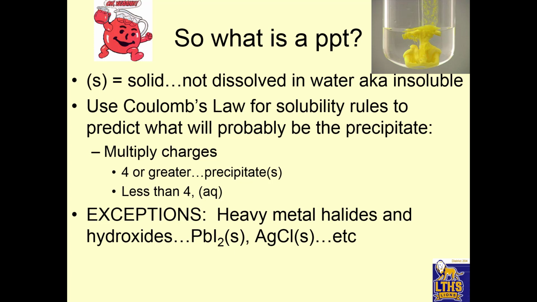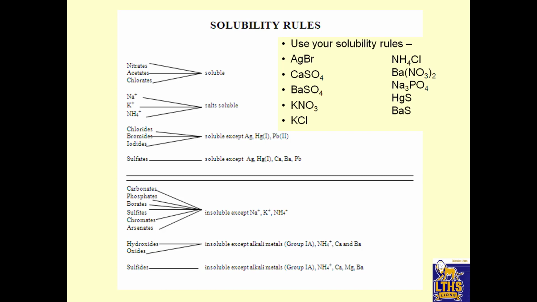So here's how you use Coulomb's law to do it. You multiply the charges, and if you get a big number, 4 or greater, that's going to be the precipitate, less than 4 is not. There's some heavy metal halides and hydroxides that are exceptions. So I'm also going to show you the solubility rules, which you have on the back of your pink sheet.